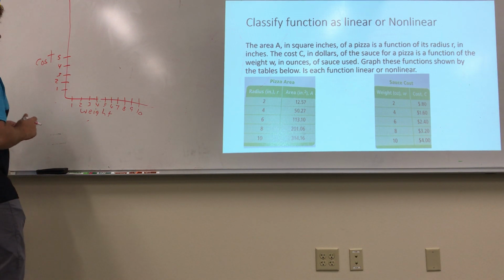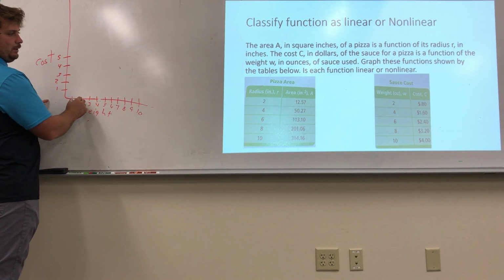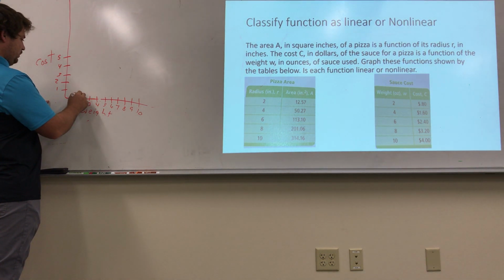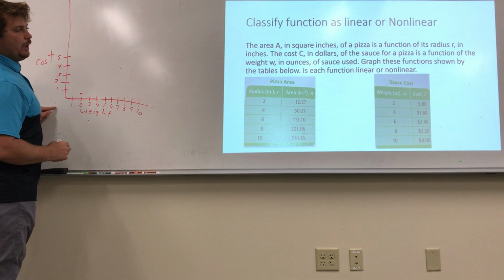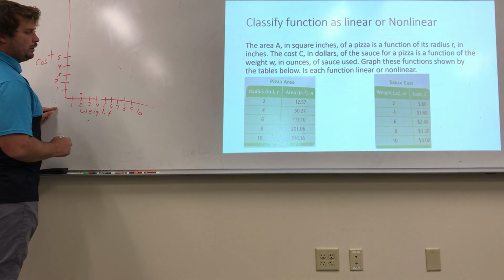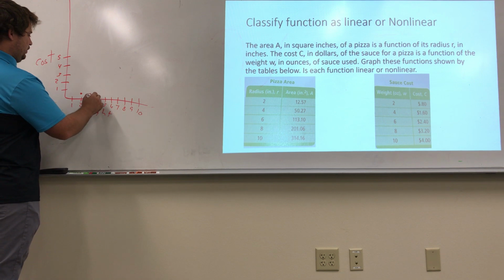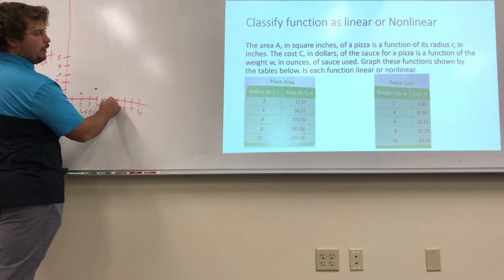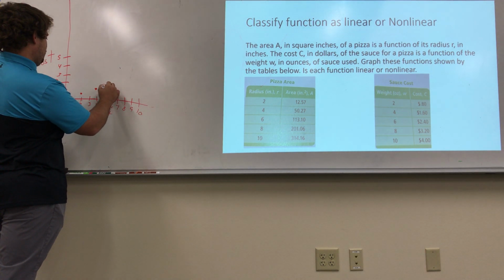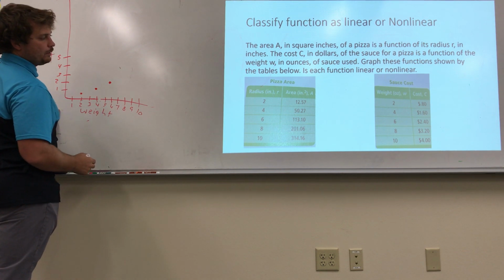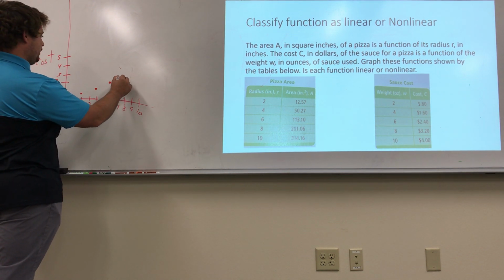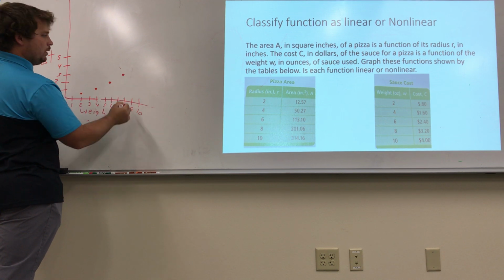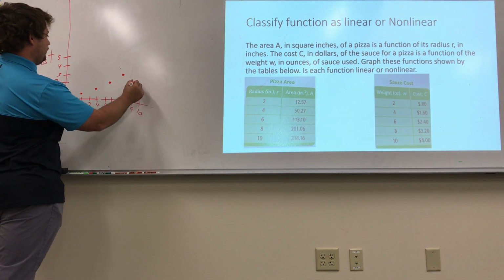Alright. So, at 2 pounds, it is like 80 cents. So, probably about right here. Alright, now, at 4 pounds, it is $1.60, so right in there. 6 pounds, it is $2.40. Okay. 8 pounds, it is $3.20. At 10 pounds, it is $4.